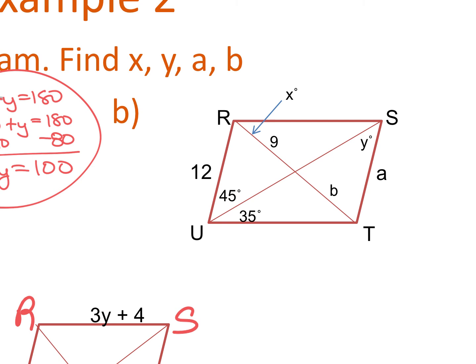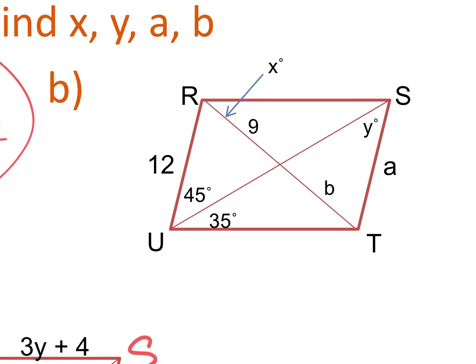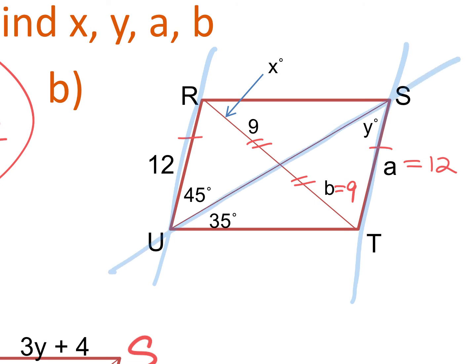So for B, this one's got diagonals now, so it makes it a little bit more challenging. Now, first thing I can see is side A over here is congruent to this one. So side A is 12. For B, I know diagonals are bisected. So this little piece right here is 9. And then for angle Y, I know that these are parallel sides. This is my transversal. So I have a pair of alternate interior. So angle Y equals 45.